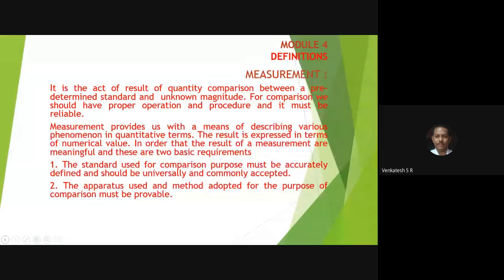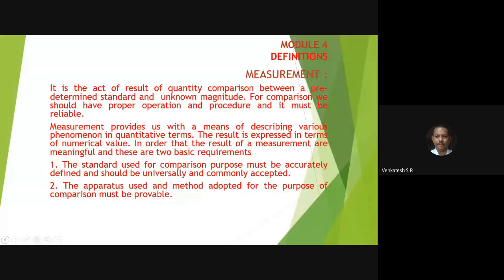For example, suppose you want to buy 1 kg of sugar. If you go to a provision shop, there will be 2 pans. On the left side pan, he keeps a 1 kg weight, and on the right side he keeps the sugar cover containing the sugar. By removing or adding a little bit of sugar, he brings the needle to read 0. That is called null balance. Bringing the needle to 0, that is null balance.